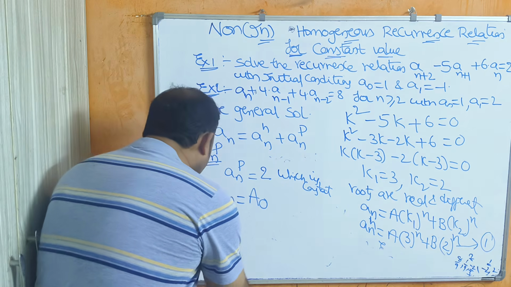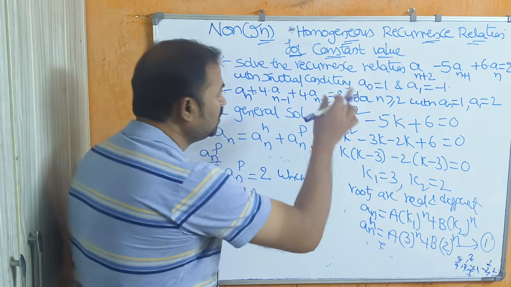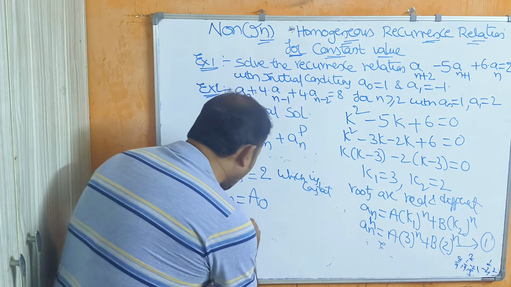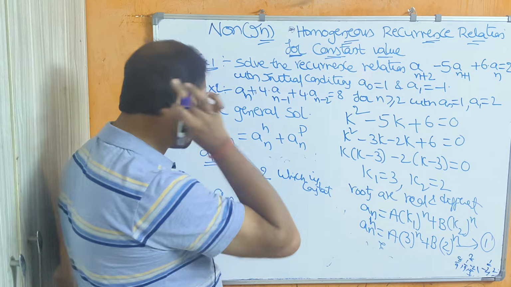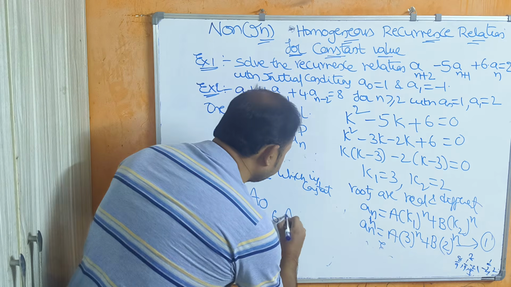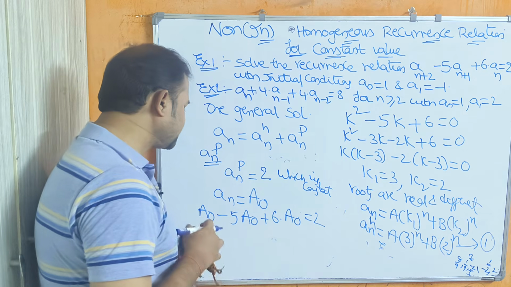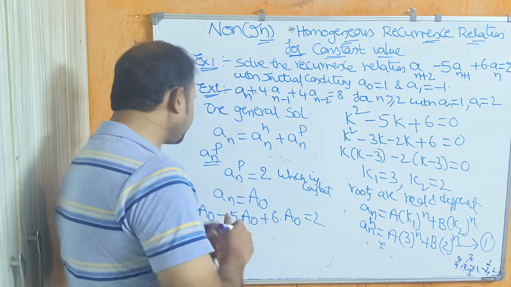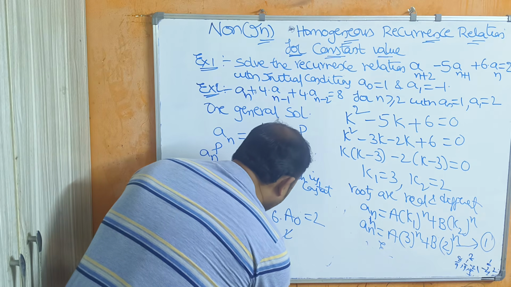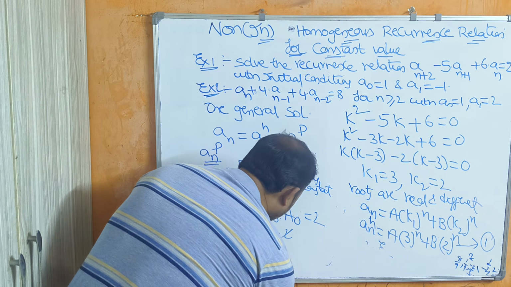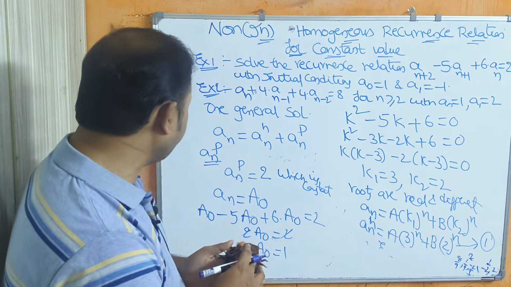So what is a_(n+2)? A naught minus 5 into what is a_(n+1)? A naught plus 6 into what is a_n? A naught equal to 2. So 6 minus 6 minus 5 means 1, 1 plus 1 means 2. So 2 a naught equal to 2. So this 2 will be cancelled. So what is a naught? A naught is nothing but 1.